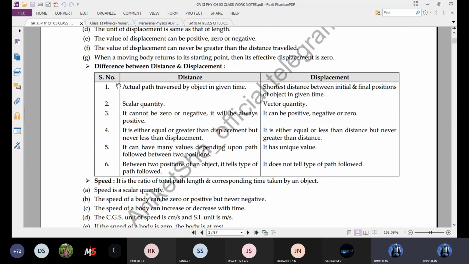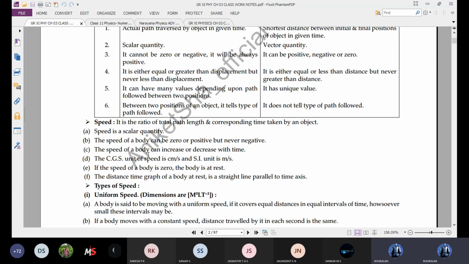Difference between scalar distance and displacement. Distance is a scalar, displacement is a vector quantity. Distance can be 0 or positive only; displacement can be positive, negative, 0. In this table, the SI unit is also meter per second. In case you know the dimension formula, that also you can write.